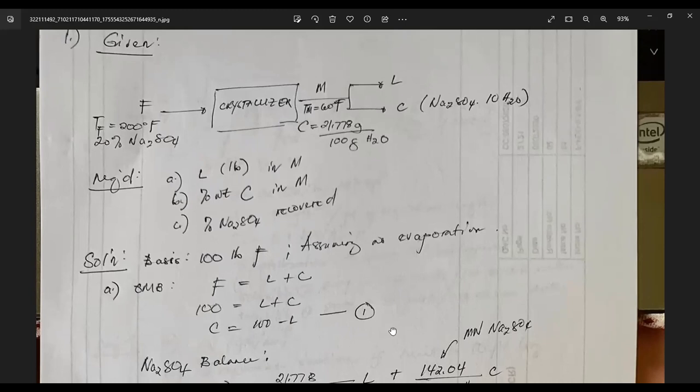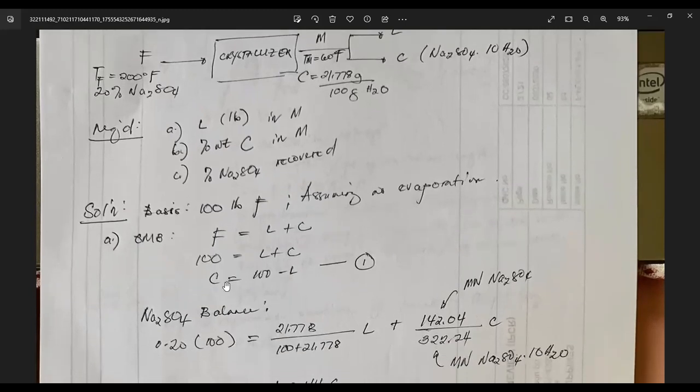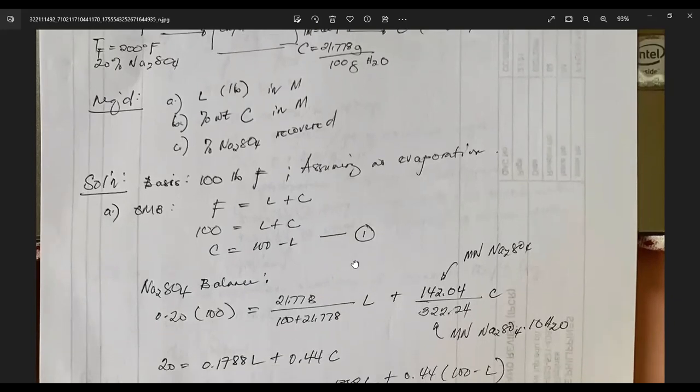So you have initially one equation that relates the crystal produced to the amount of liquor which is together with it in your magma. Okay, so this is your equation. Then if you make a sodium sulfate balance, the sodium sulfate balance, of course, will be the sodium sulfate coming from the feed. So that's 20%. And then this is your 100-pound feed. And in here, you're using the molecular weights.